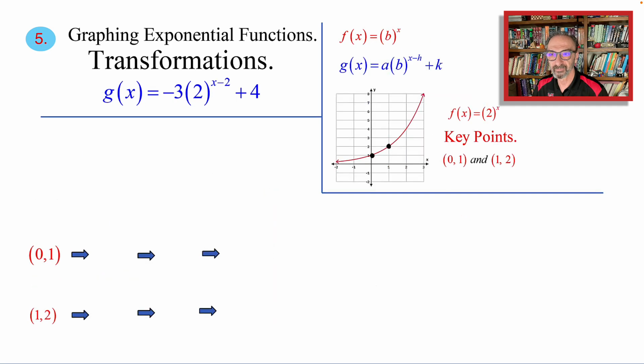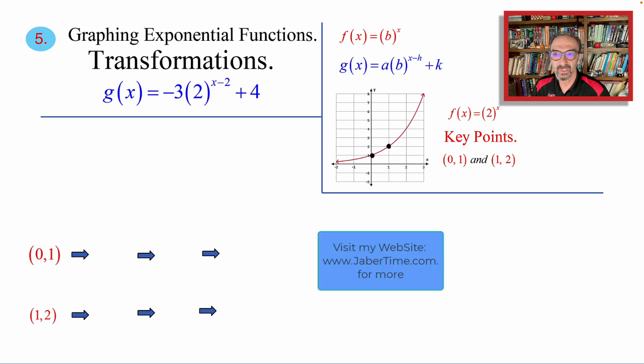Number 5. Number 5 has everything in it: graphing exponential functions with transformations. We have the -3, so a is -3. We have x minus 2 on top, that is x minus h, which means h is 2, and plus 4 outside, that's k. K is 4. So, what type of transformations do we have here?